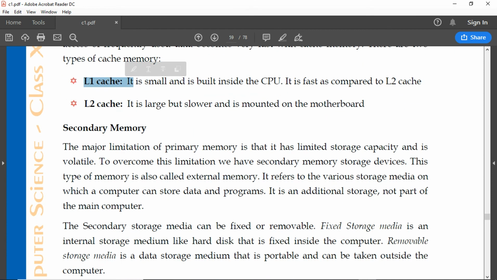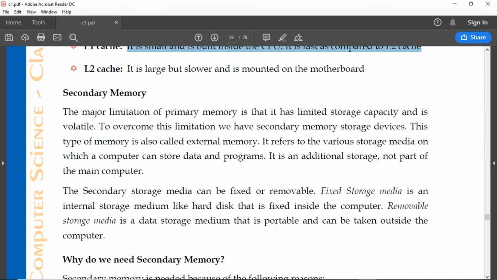L1 cache, it is small and is built inside the CPU. It is fast as compared to L2 cache. L2 cache, it is large but slower and is mounted on the motherboard.